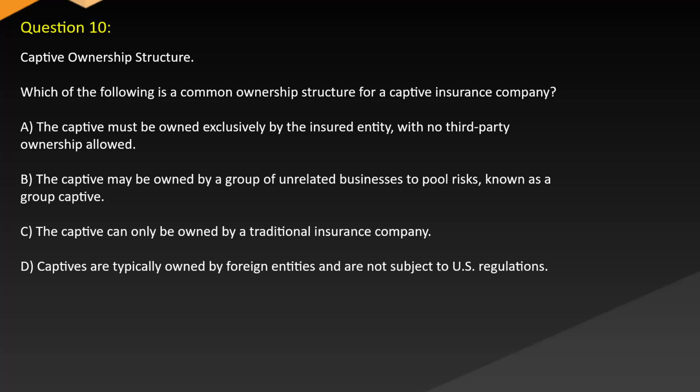Question 10. Captive ownership structure. Which of the following is a common ownership structure for a captive insurance company? A. The captive must be owned exclusively by the insured entity with no third-party ownership allowed. B. The captive may be owned by a group of unrelated businesses to pool risks, known as a group captive. C. A captive can only be owned by a traditional insurance company. D. Captives are typically owned by foreign entities and are not subject to U.S. regulations.